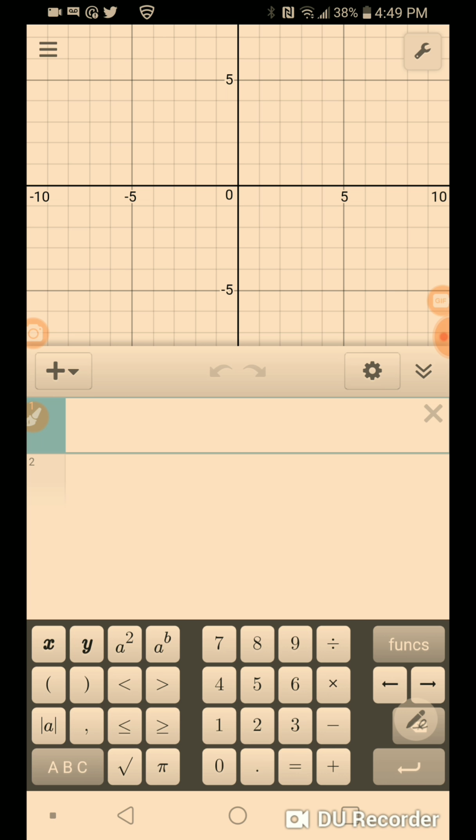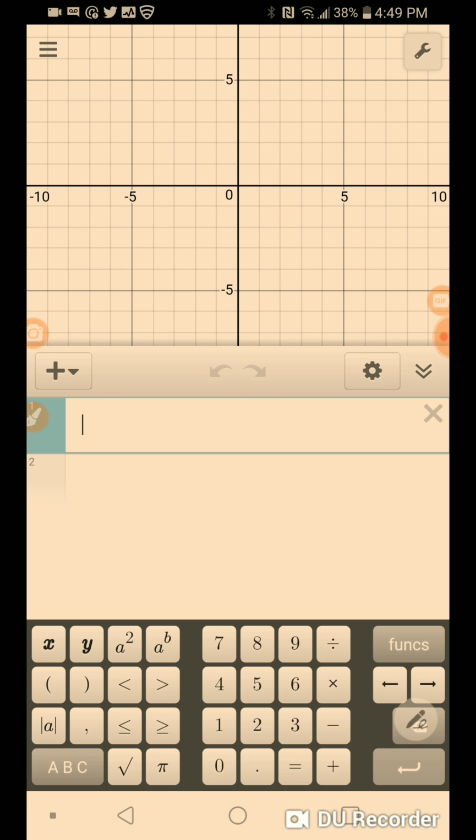Number one, this is the default page when you open the app. It's divided into three sections. The first upper section is the graph. The middle is where you input the functions using the features below. So below we have all the features that you need to input the functions in the window in the middle section. Now let's begin.